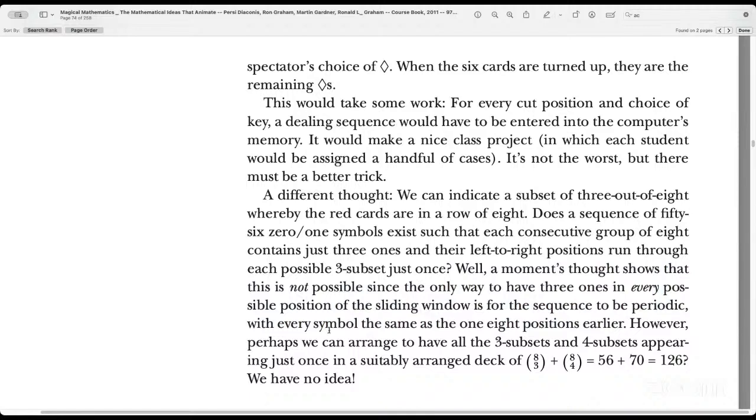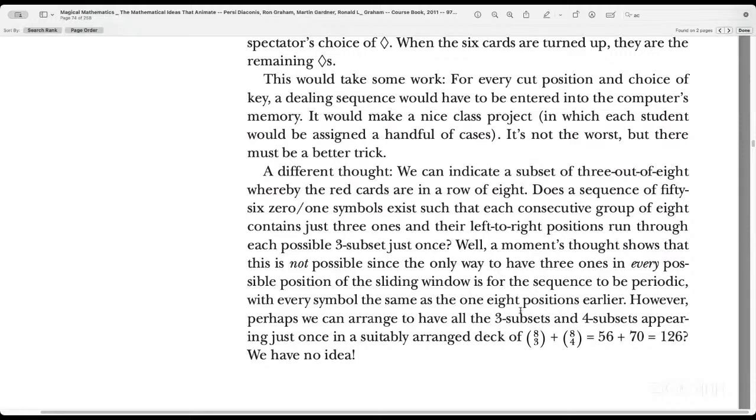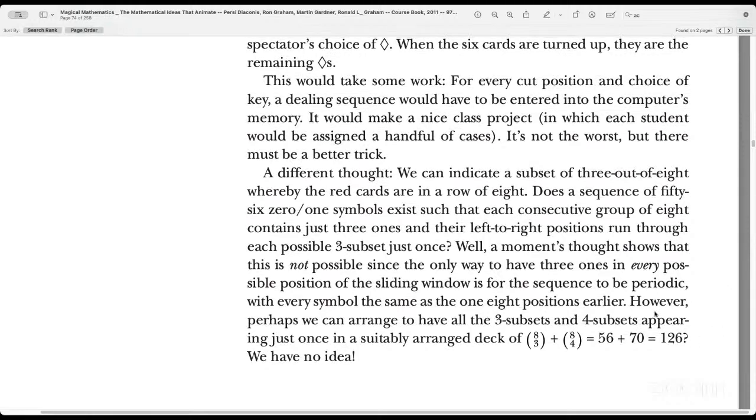I don't know if I fully parsed the sentence well, so I will not try to get into this. But the open-ended question here is, can you arrange to have all the 3 subsets and 4 subsets appear just once in a deck of 126 cards? Again, this is some sort of a simultaneous universal thing. They're saying 8 choose 3 plus 8 choose 4.